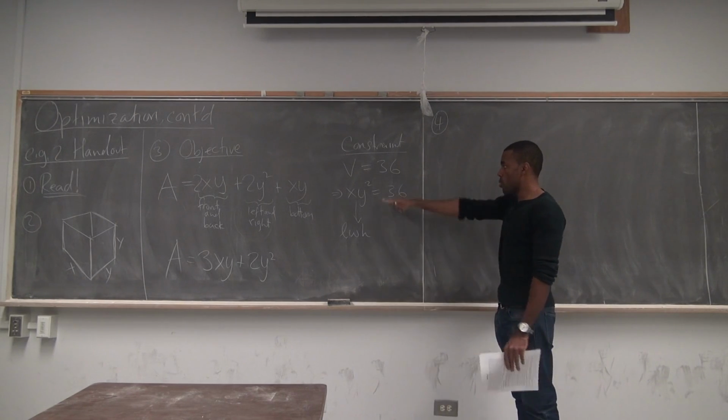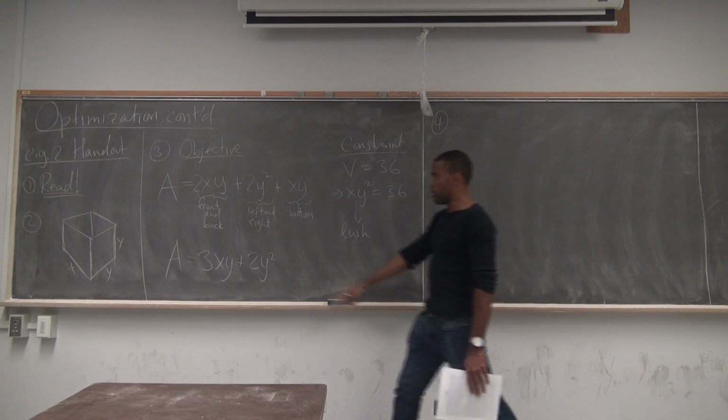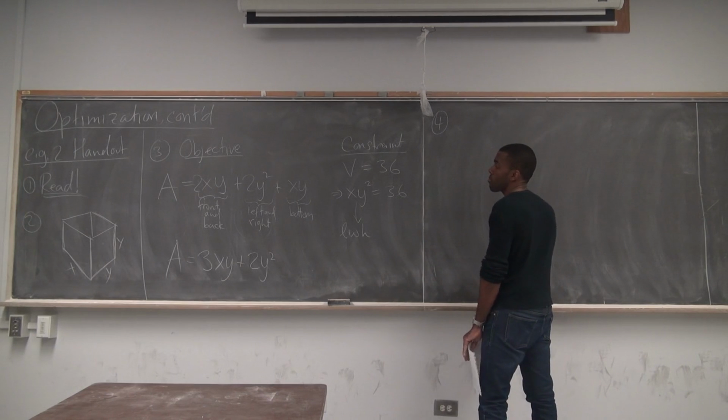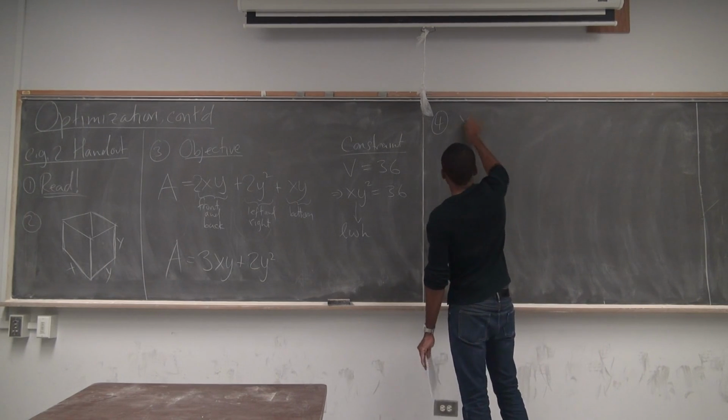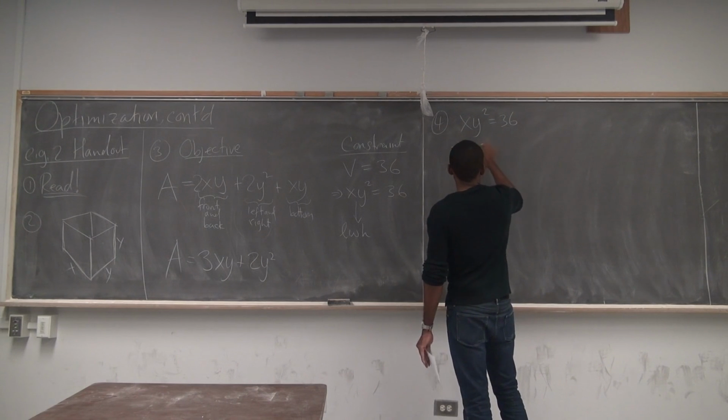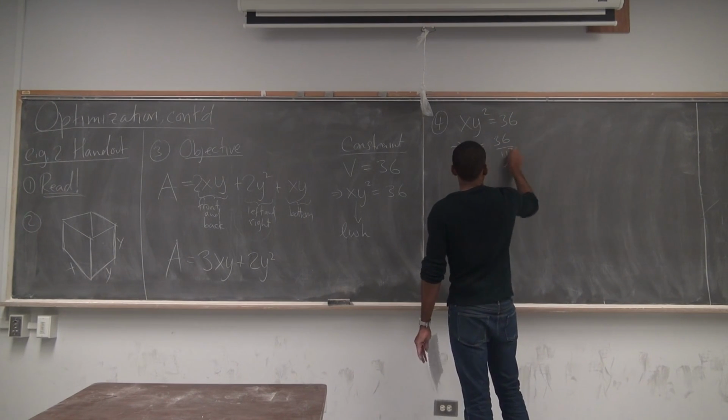You are going to solve for one variable in your constraint. You're going to plug it into the objective. What do you want to solve for? So we know that xy squared equals 36, which means that my x is equal to 36 over y squared.